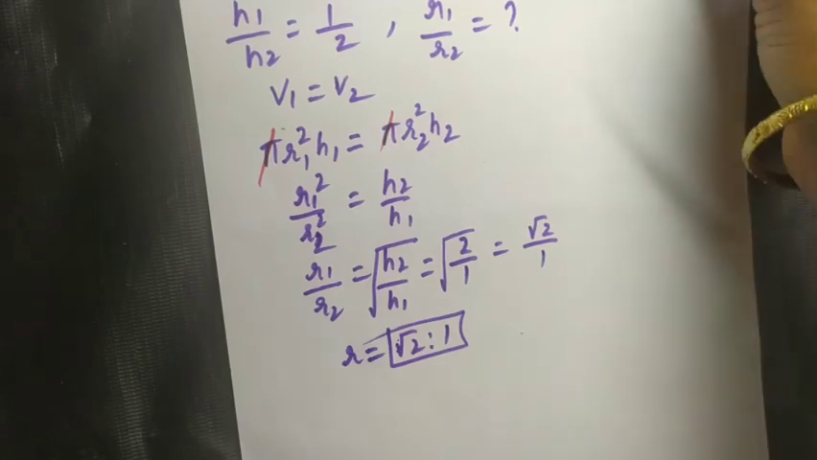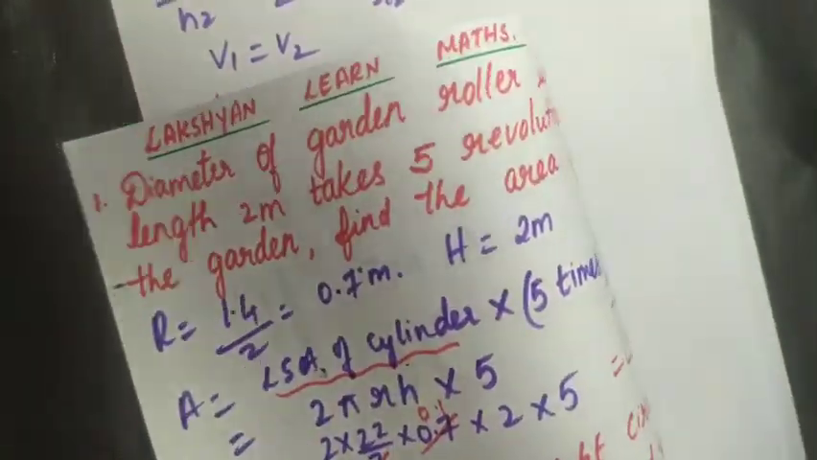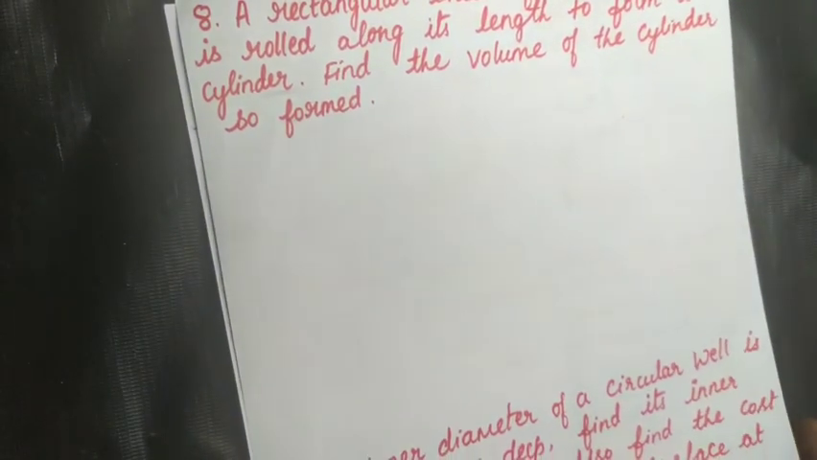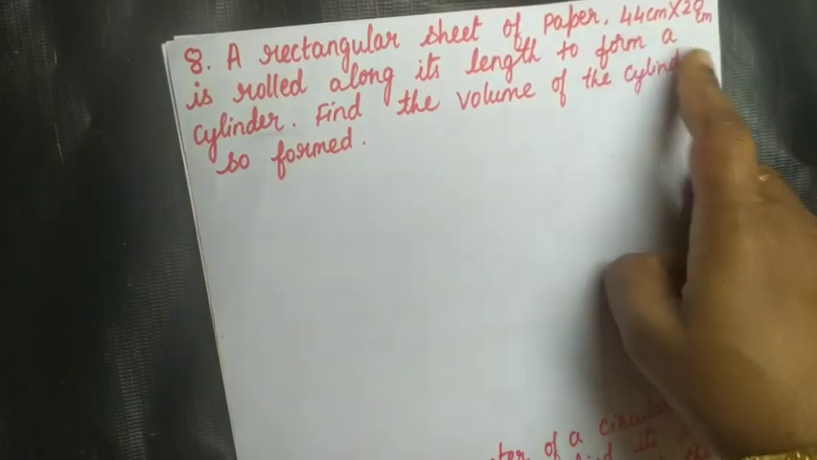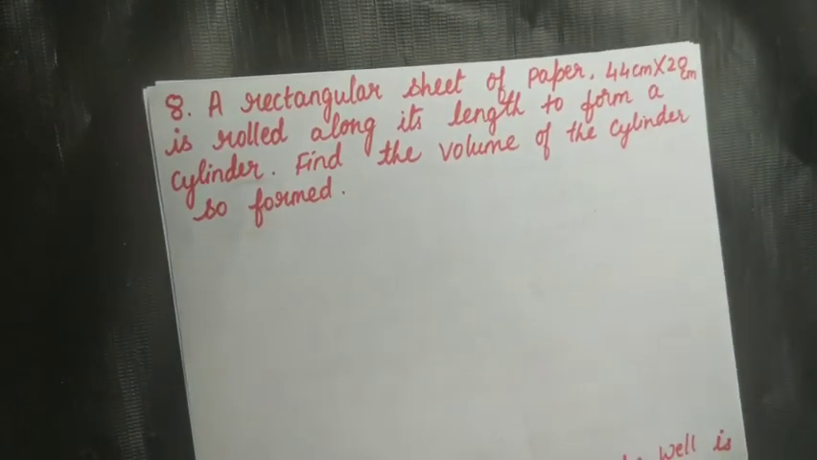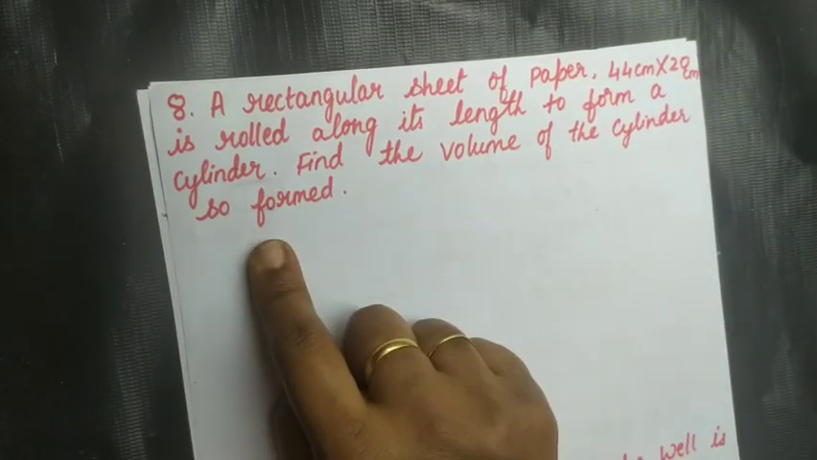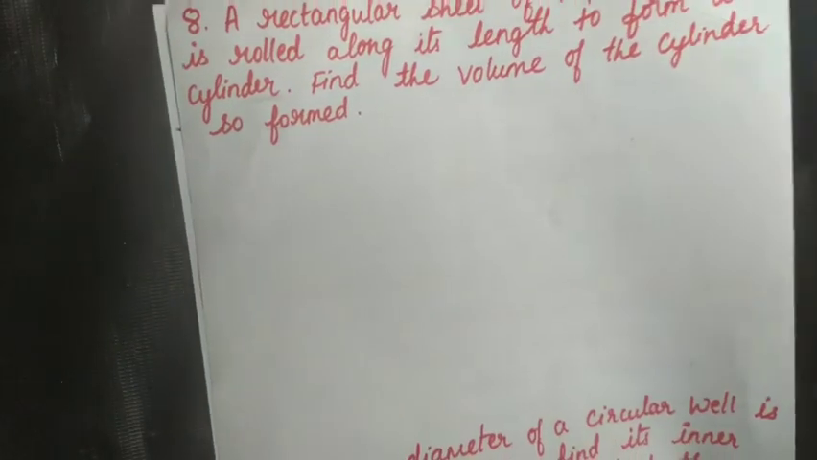Now let's go to the 8th problem, which I am going to give you as an assignment. A few of you are doing it and giving me comments, and of course you are doing it well. Others can also try this because it is helpful for all examinations. A rectangular sheet of paper 44 centimeter by 20 centimeter is rolled along its length to form a cylinder. Find the volume of the cylinder so formed. You can just try this. In the next video I am going to give you the answer.